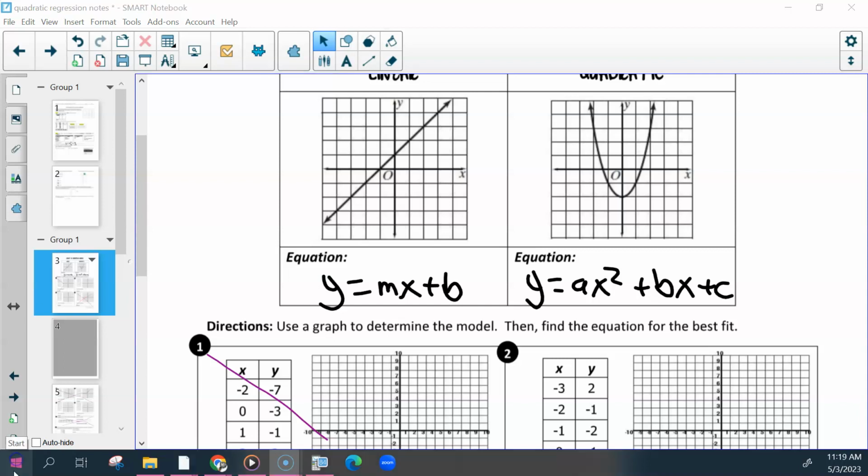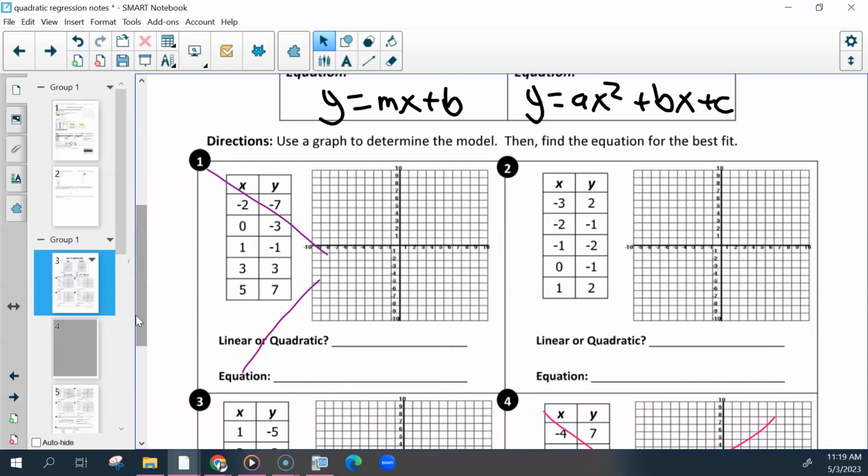Alright, let's continue. So we're going to draw or graph the points from number 1 onto the graph. So go ahead and start doing that.